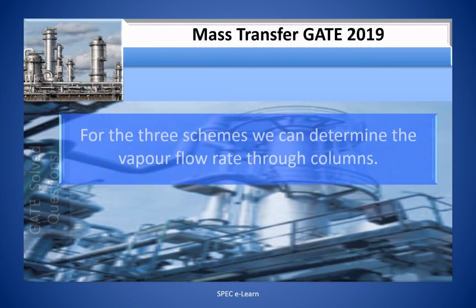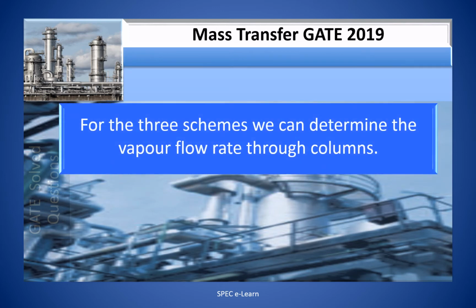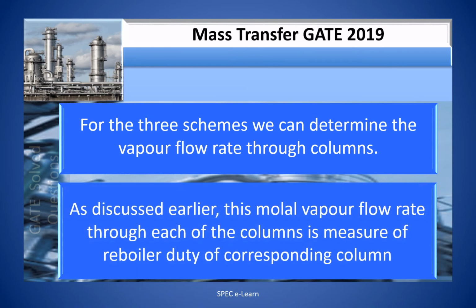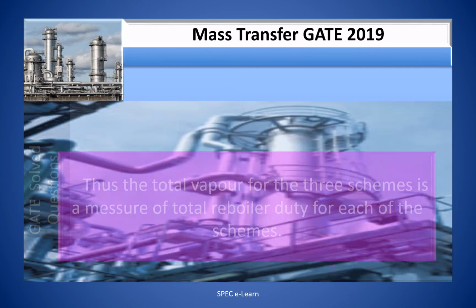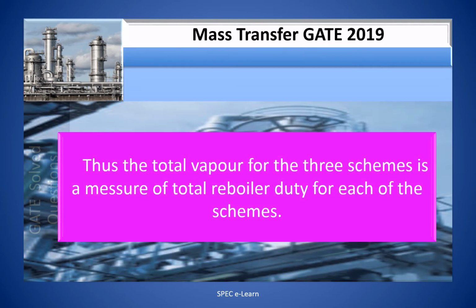For the 3 schemes, we can determine the vapor flow rate through the columns. As discussed earlier, this molar vapor flow rate through each of the columns is a measure of reboiler duty of the corresponding column. Thus, the total vapor for the 3 schemes is a measure of total reboiler duty for each of the schemes.